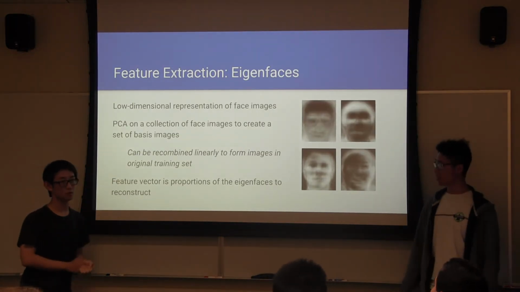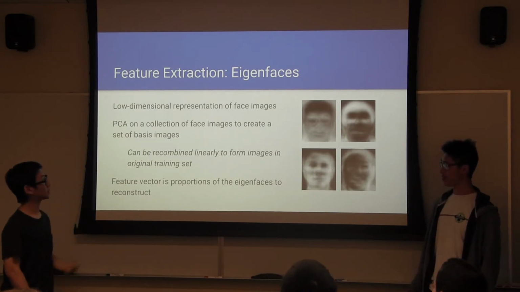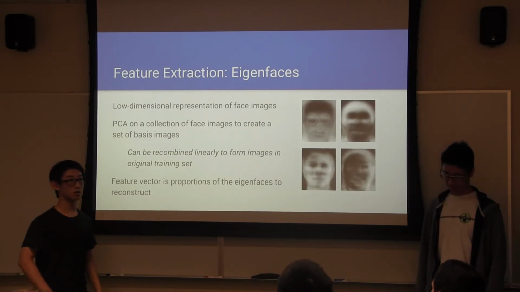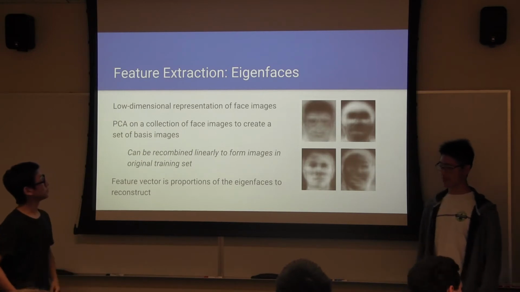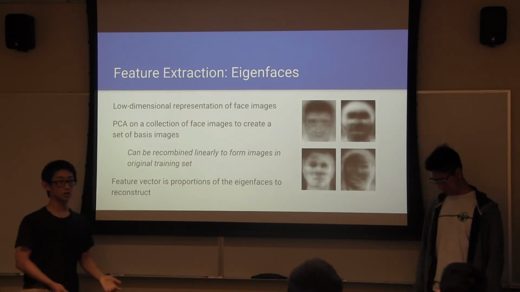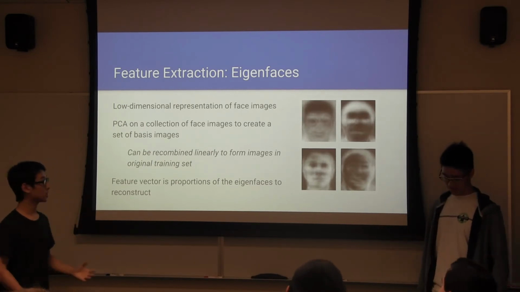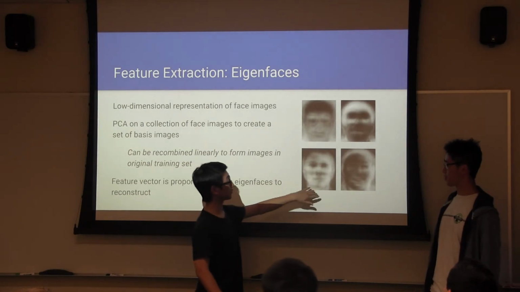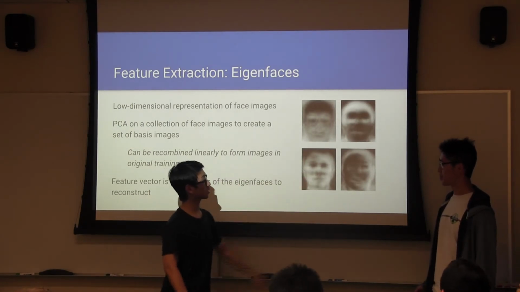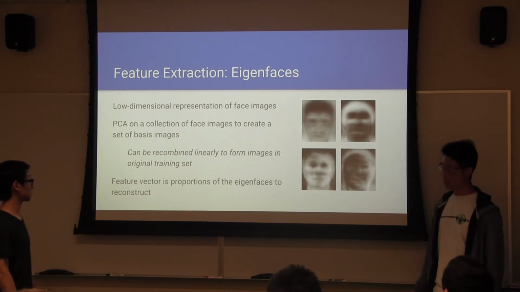Also, one important part of our feature extraction is that we're using eigenfaces. Eigenfaces are basically a low-dimensional representation of our face images. You can take your entire data set, take all the faces and do principal component analysis on all of them, and what you get are faces like these, which kind of look like faces, with positive and negative parts. You combine them and use them to make feature vectors.